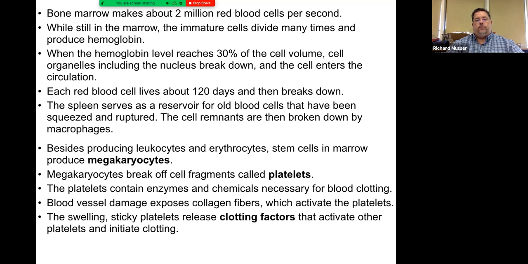The spleen serves as the reservoir for old blood cells that have been squeezed and ruptured, and the cell remnants are then broken down by macrophages. Remember the macrophages? They're like amoebas that run around and eat it. Besides producing leukocytes and erythrocytes, the stem cells in bone marrow will produce the megakaryocytes. Again, megakaryocytes are fragments that break off into platelets that allow for clotting.